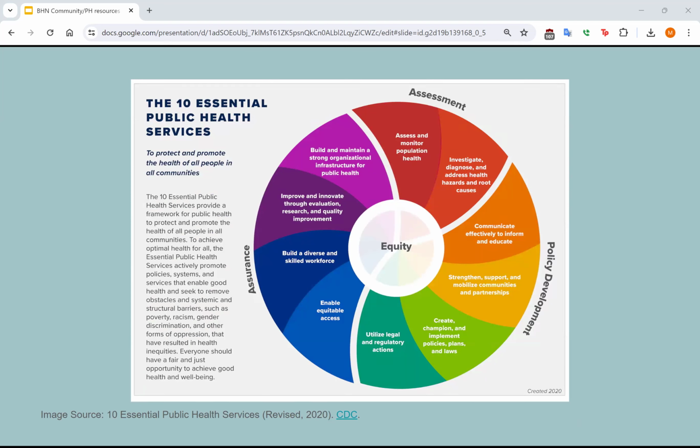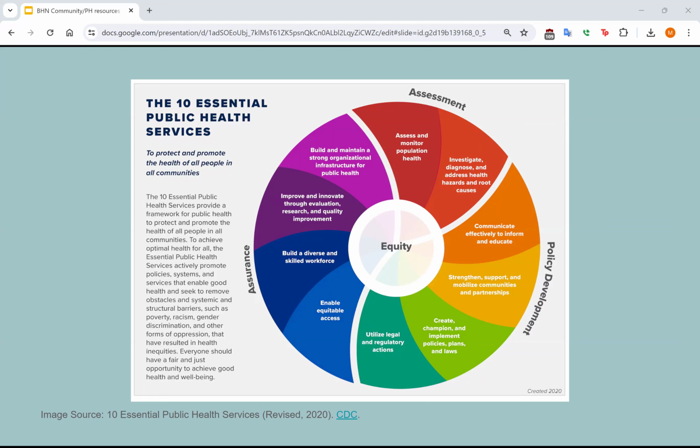So can you see here the 10 essential public health services? This is from the CDC, and this is the framework for what public health professionals do. And we use this also for public health nutrition. You can see there are 10 services grouped between assessment, policy development, and assurance. From assessment, getting to know the population and what the problems are and the underlying root causes of health problems. Policy development, so communicating with your population and developing relationships and partnerships, and coming up with programs or policies, and then implementing them. And then assurance. I like to think of it as making sure that everything's running smoothly.